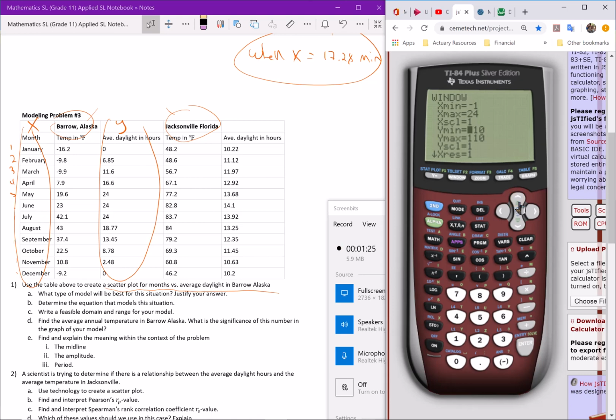For Y min, again, there's no negative values here, but the lowest one is 0, so I'm going to go below 0 and say -10. And the highest value here looks like it's about 19. So let's go to, I don't know, 20 or 25. Let's go to 25, okay?